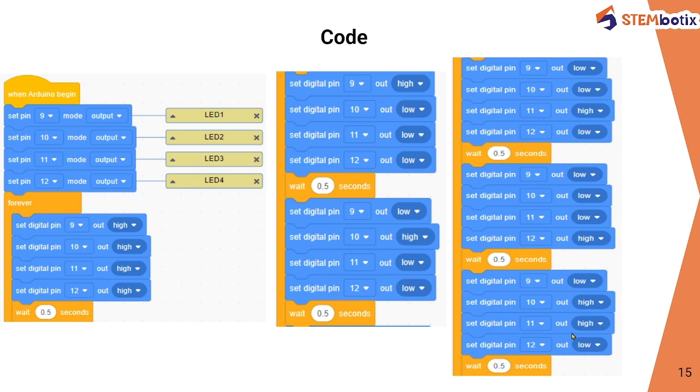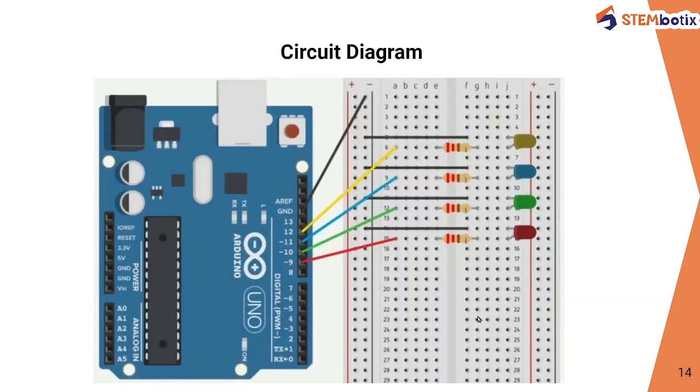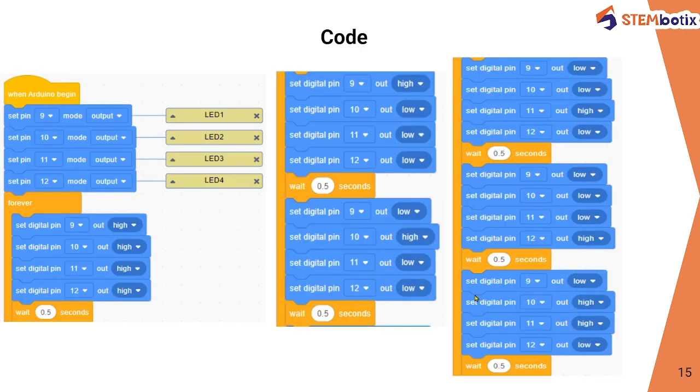For another 0.5 second we need two LEDs. Now we are done with the single LED turn on states. Now we want two LEDs to turn on at the same time. So for 0.5 seconds, the two LEDs in between should turn on. For that we have added the same four blocks, and digital pins 10 and 11 are high and the two others are low.